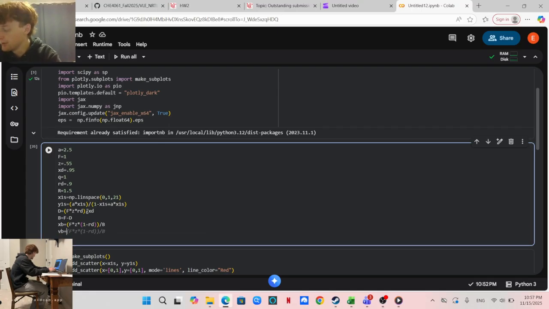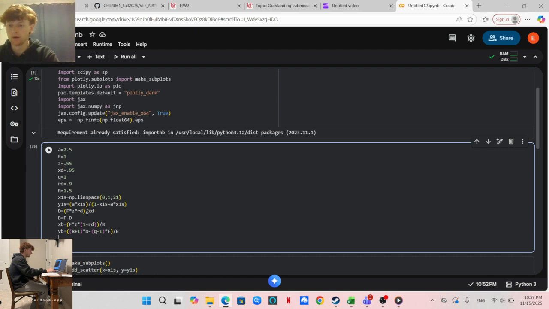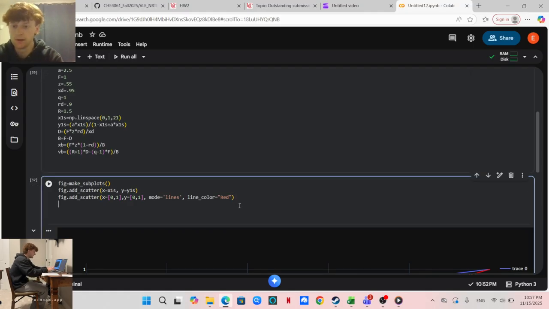Now we can solve for our boil-up ratio that we're going to need later too. So VB is going to be equal to our R plus 1, times our D, minus our Q minus 1, times our F, and then divided by B. We derived that also in an earlier video. So now we have all of our unknowns.